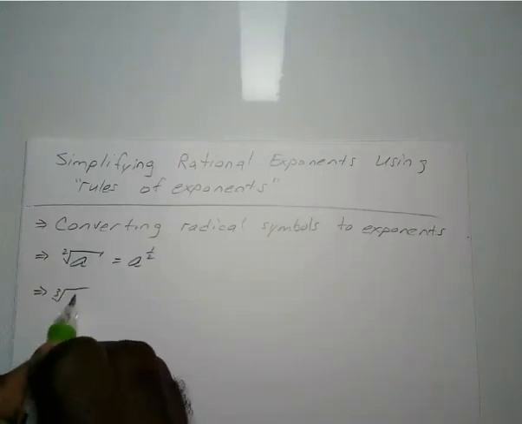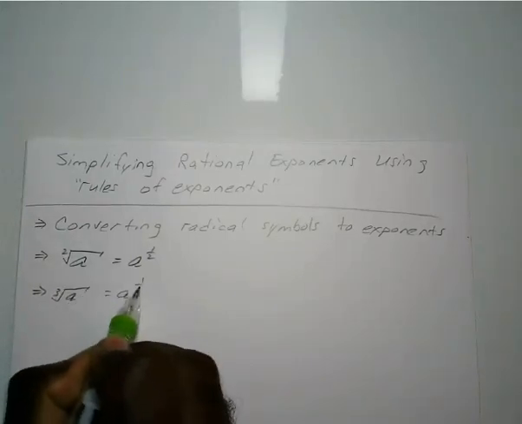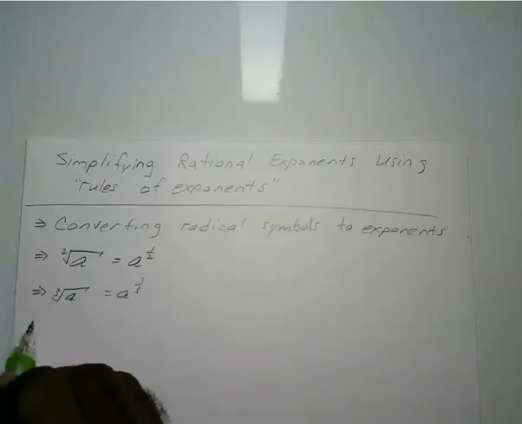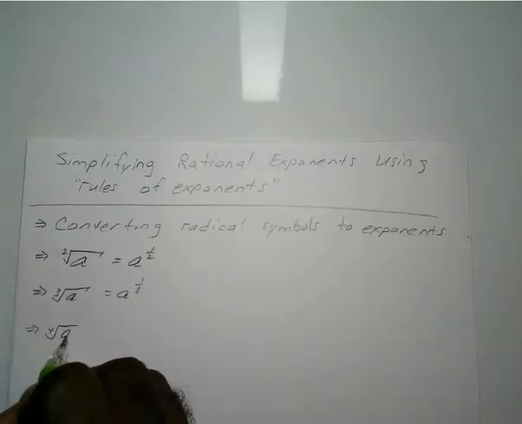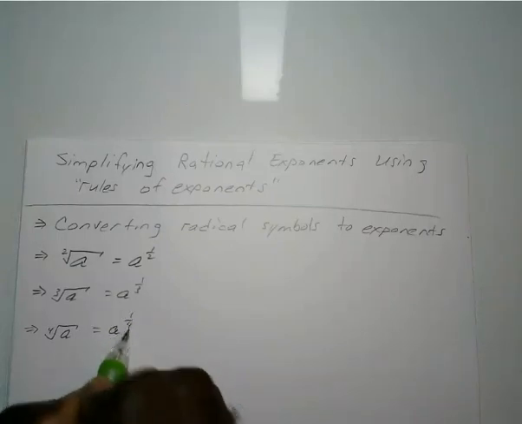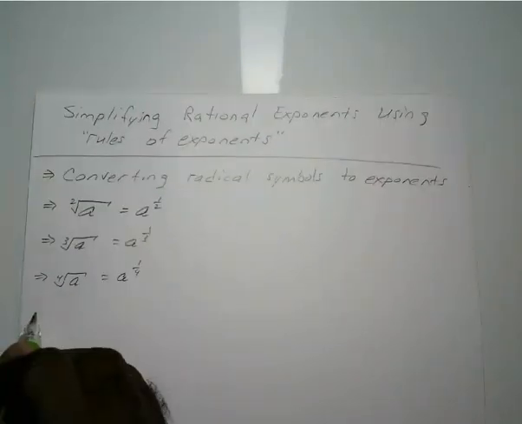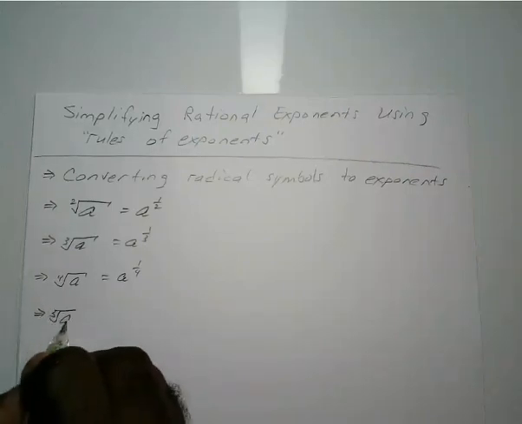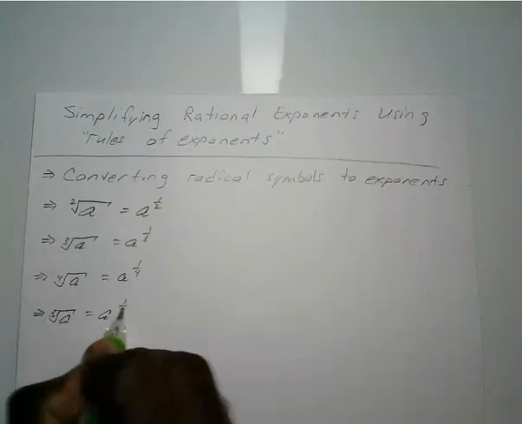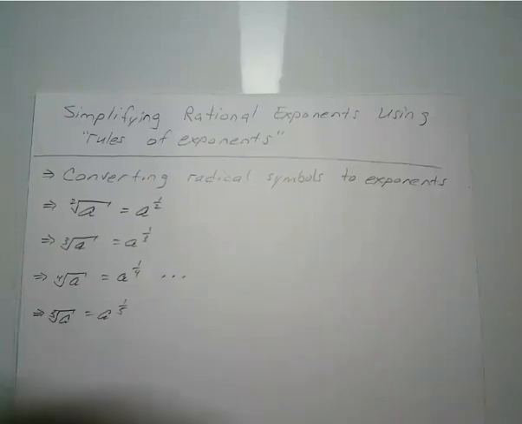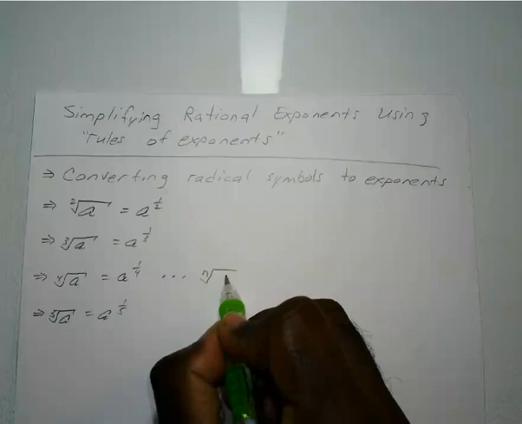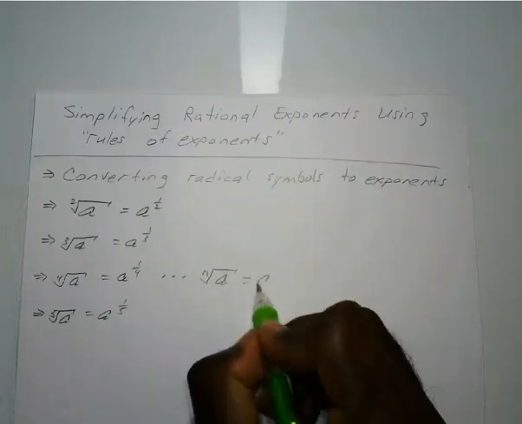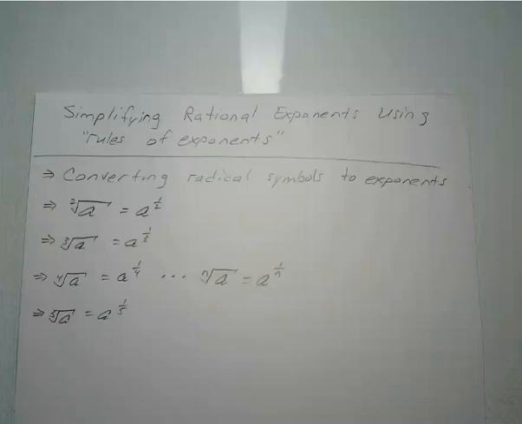Same if you have a cube root of a, that would be a to the 1/3 power. A fourth root of a would be a to the 1/4 power. And the fifth root of a would be a to the 1/5 power, and so on and so forth. So really, when you have the nth root of a, it's just a to the 1 over whatever the index happened to be. That's how you convert from a radical symbol to an exponent.